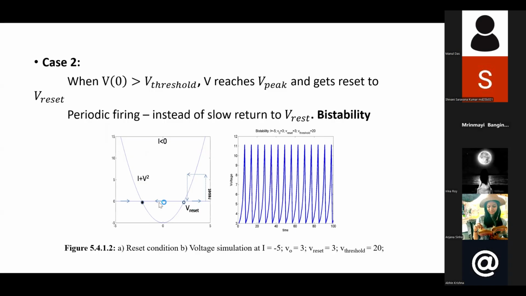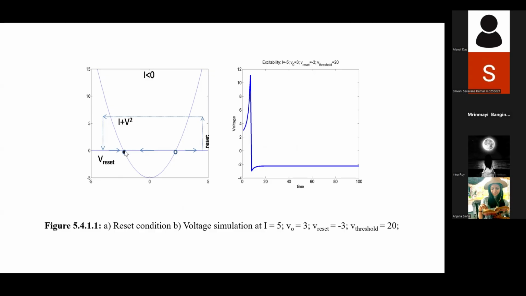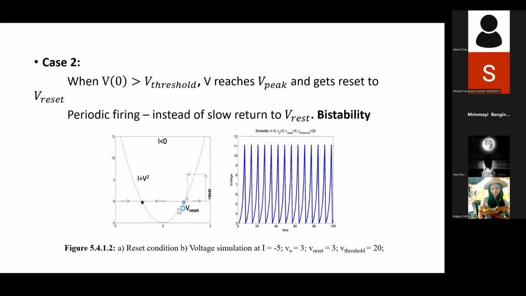Now, in the second case, I'm considering a slightly different variation. In the first case, V reset is less than the V resting potential. Now I define a case where V reset is greater than even the threshold value, V threshold. Then what happens is like this.